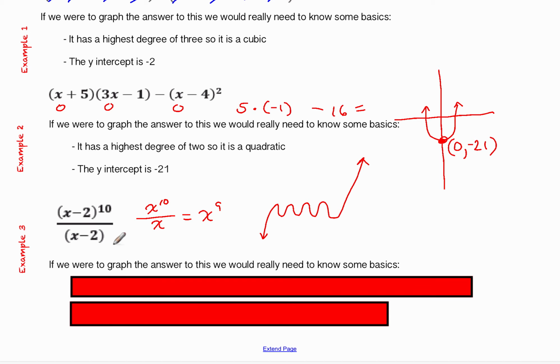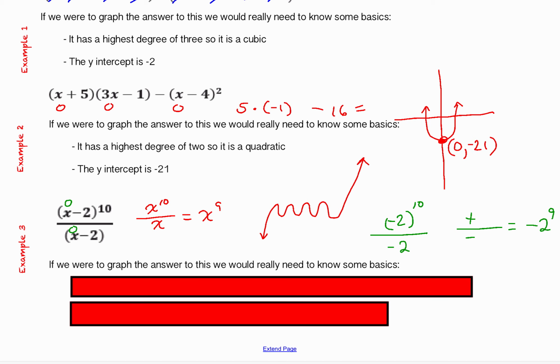And what about its y-intercept? Okay, y means I'm going to put 0 in for x. 0 minus 2 is -2. -2 to the 10th power. Ooh, that's a big number. 0 minus 2 is negative 2. Negative 2 to the 10th power is a positive number. Negative 2 is a negative number. So my answer is going to be negative. And in fact, it's going to be negative 2 to the 9th.